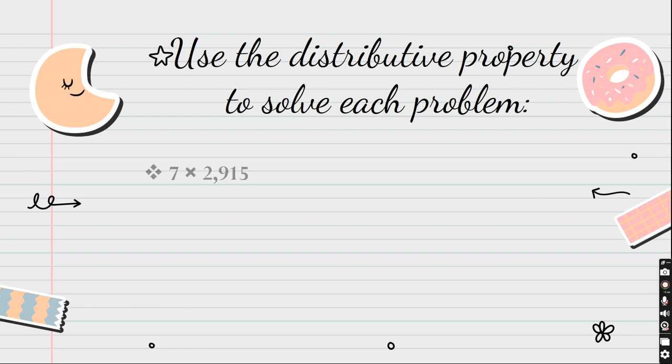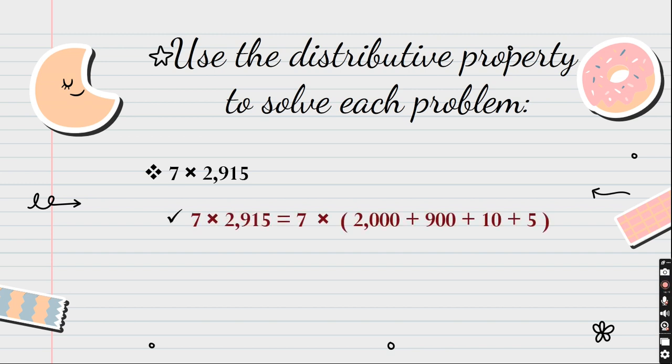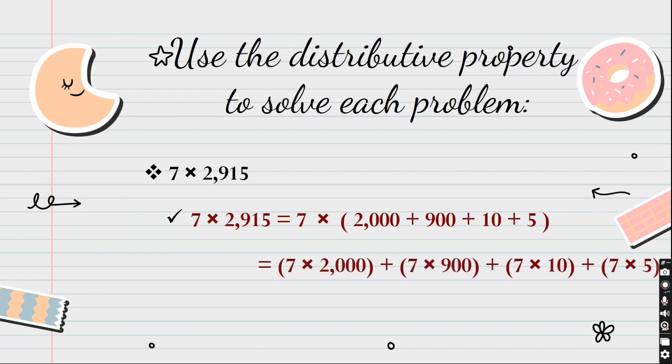Problem number 2, 7 times 2915. Firstly, we decompose the number 2915. So 7 times 2915 equals 7 times 2000 plus 900 plus 10 plus 5. Secondly, we multiply 7 times 2000 plus we multiply 7 times 900 and we multiply 7 times 10 and we multiply 7 times 5.